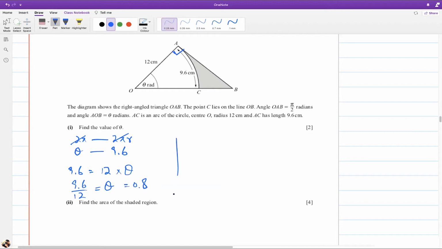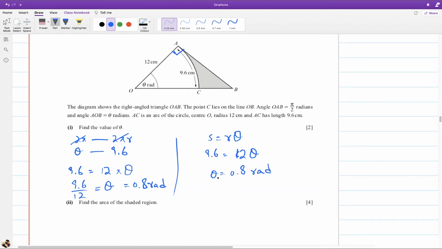One method is that one, or the other is you simply apply the simplified formula, which is again derived from the unitary method, the ratio method. So S is 9.6, R is 12, and theta is unknown. So theta again comes out to be 0.8 radian.